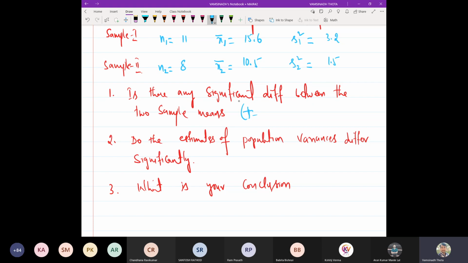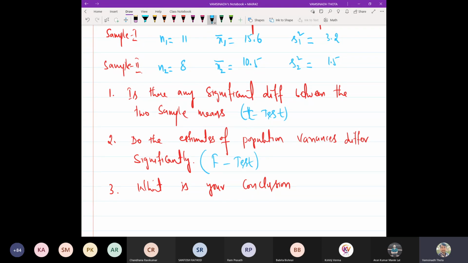So to answer the first question, what we need to do is the t-test. Next, the second question is, do the estimates of population variances differ significantly? It is asking whether there is any significant difference between the estimates of population variances. So we need to do the F test for the second question. Now, what is the conclusion? That we will answer later after answering 1 and 2.